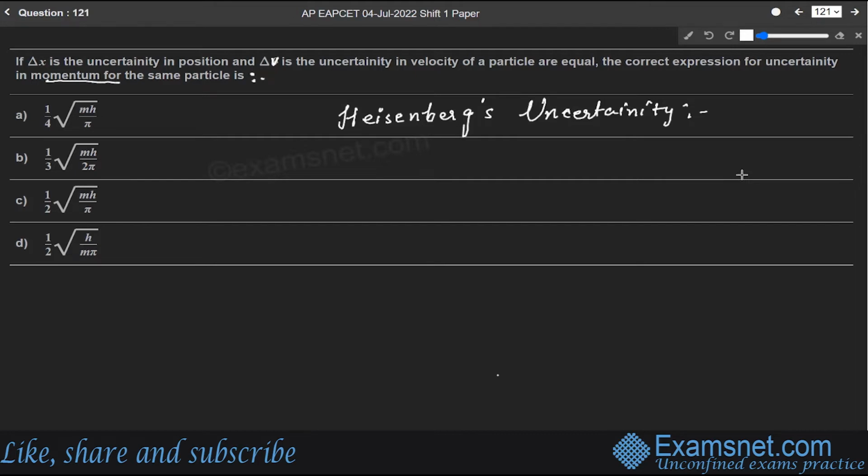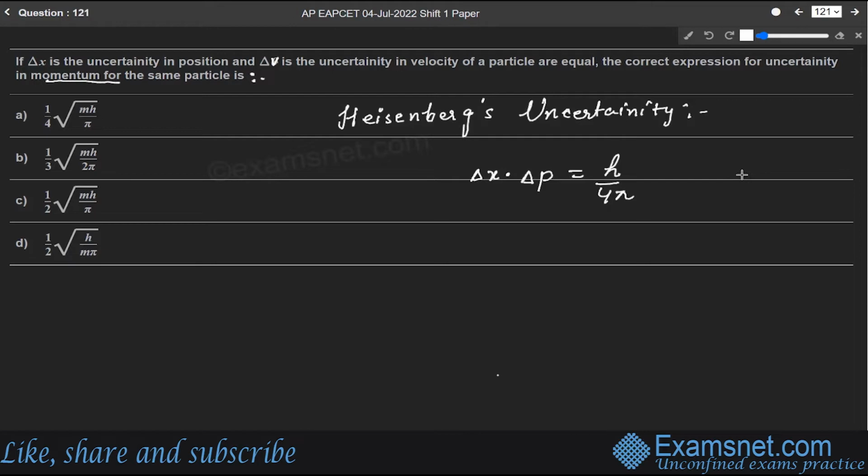So what the uncertainty principle states to us is: delta x, which is the change in position, times delta p, which is the change in momentum, is greater than or equal to the constant h over 4 pi. This is what the uncertainty principle of Heisenberg states to us, where delta x is position and delta p is momentum, right? And h is the Planck constant and 4 pi is a constant again.